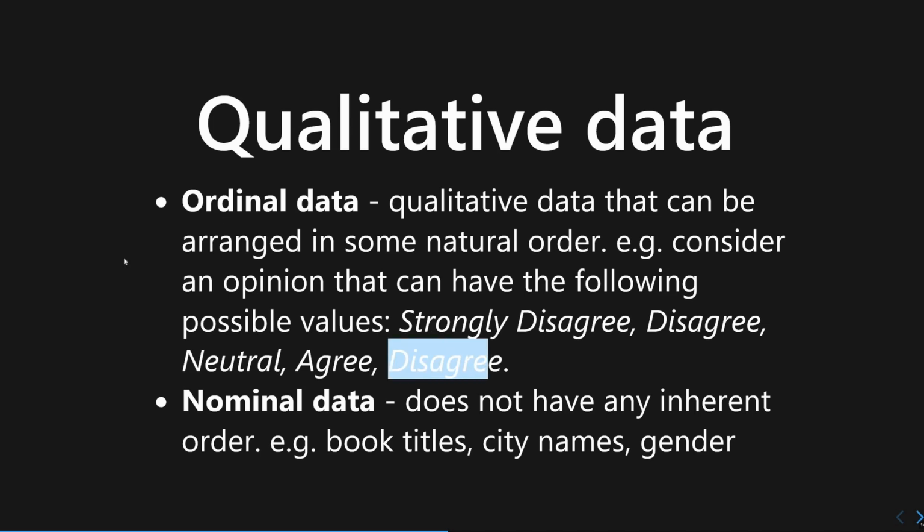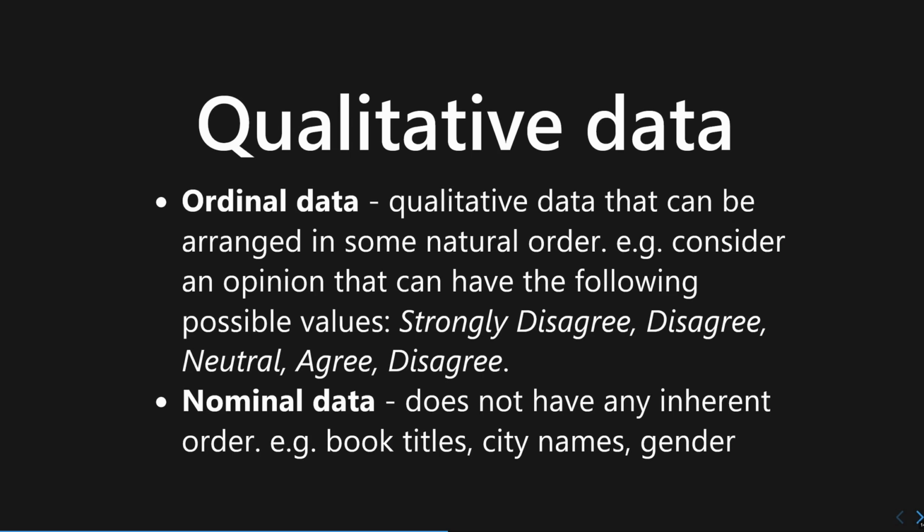This term right here. Okay, so if you can't have a natural ordering for your qualitative data, then that is considered nominal. It doesn't have any inherent order. Something like book titles, cities, names, gender. It doesn't really make sense for you to order them.